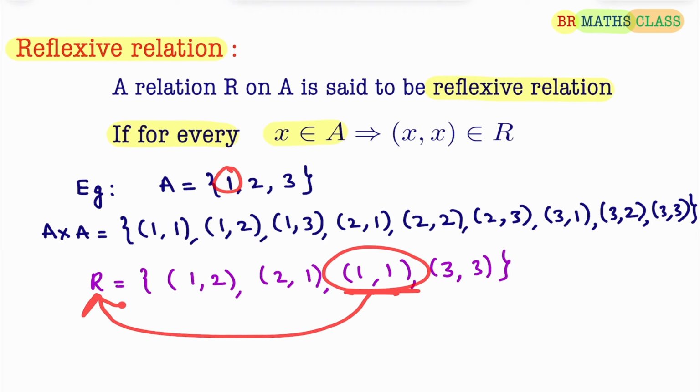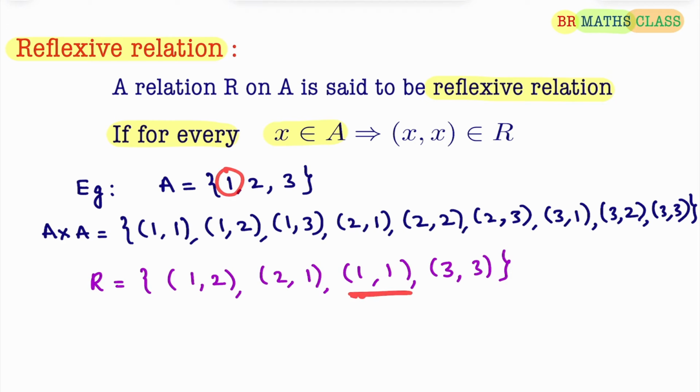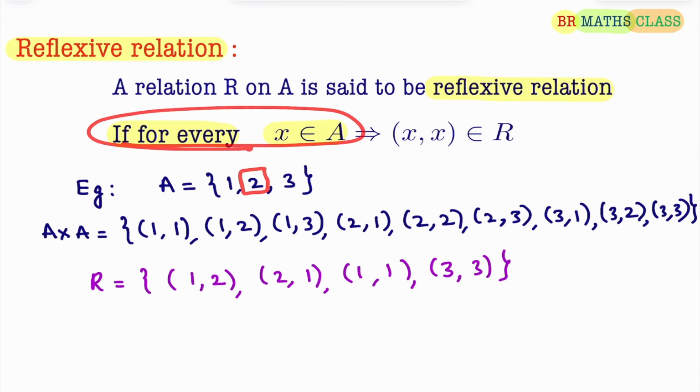Can I say that this relation is a reflexive relation from this? No. You need to check for every x in set A. Then only you can say that for every x in set A, if the ordered pair (x, x) belongs to R, then only we say that this relation is a reflexive relation. Suppose 1 is there, (1,1) is there. That means we say that this element passed the reflexive test. Now we will come to the next element, because they are asking for every element in set A.